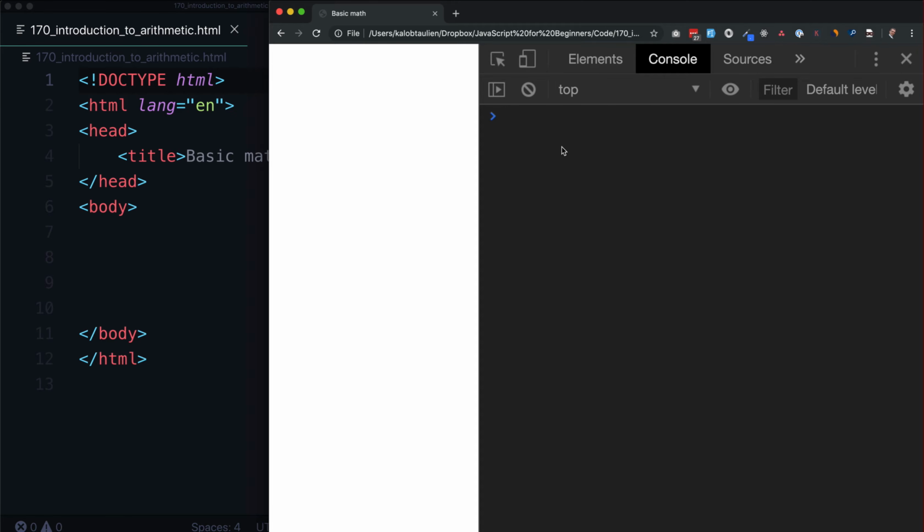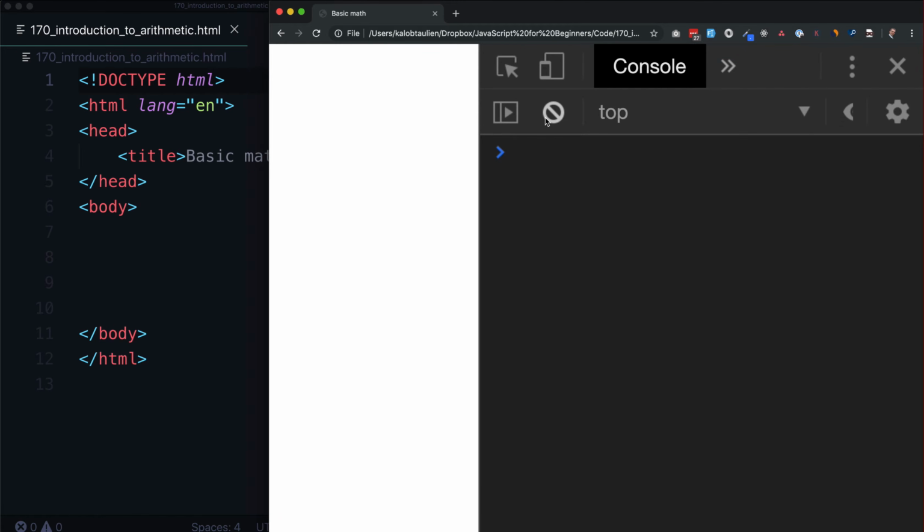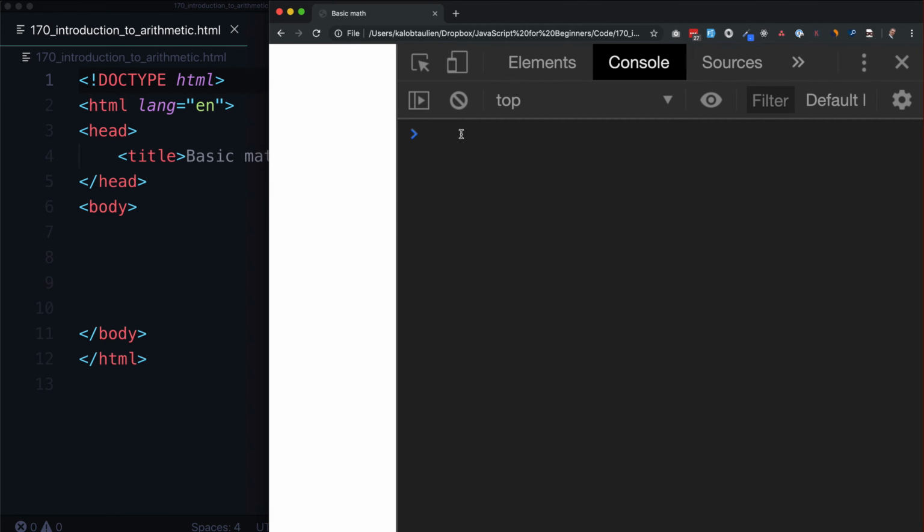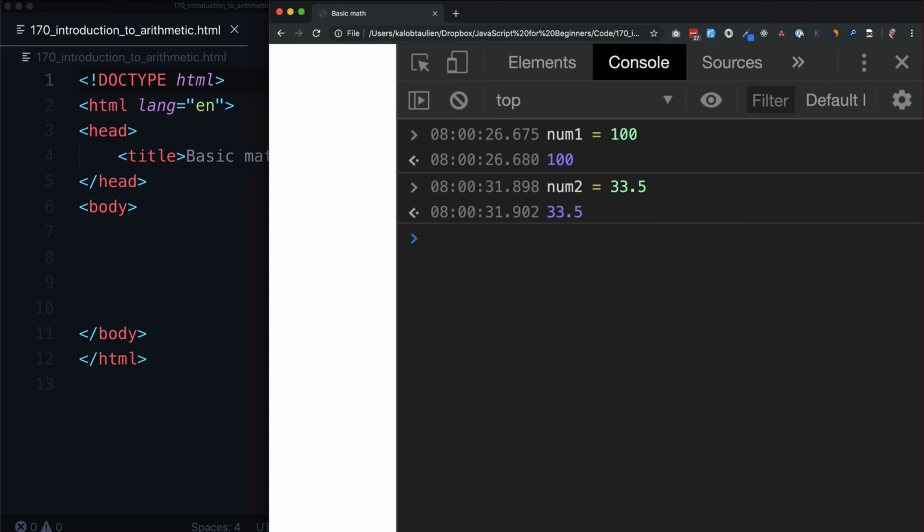And so in this video, we're going to learn a little bit about some of the basic arithmetic behind JavaScript. And really, we're just going to stick with multiplication, addition, subtraction, and division. Okay, so let's go ahead and create a variable in here. So we've got var num1 is equal to 100, and then we've got var num2 is equal to, I don't know, let's say 33.5. I'm honestly just making up numbers at this point. Now, if we wanted to divide these numbers, let's say we wanted to divide 100 by 33, we could do num1 divided by num2.